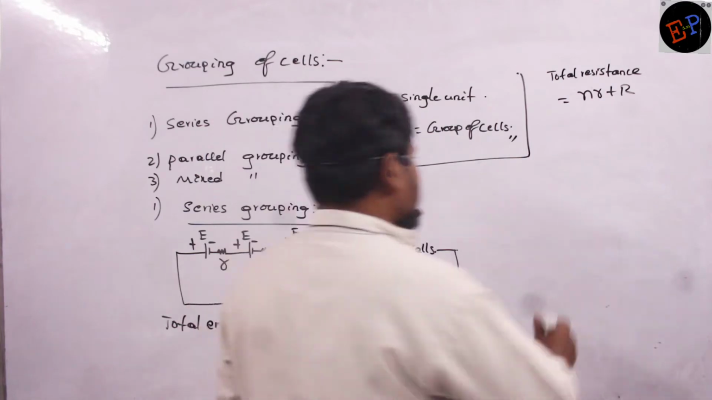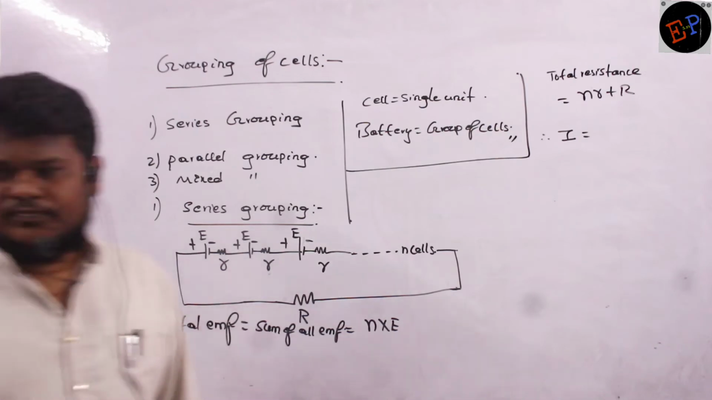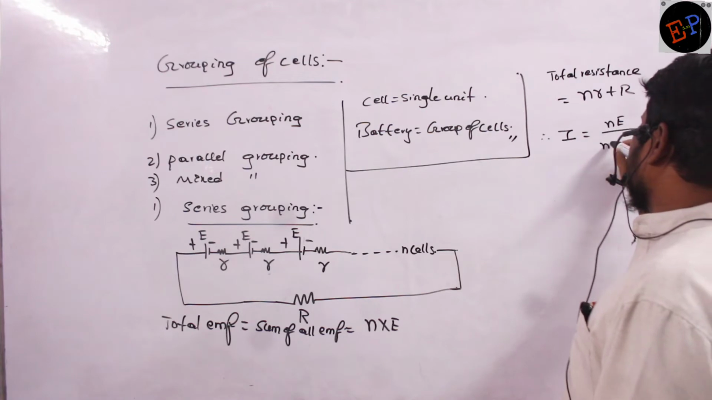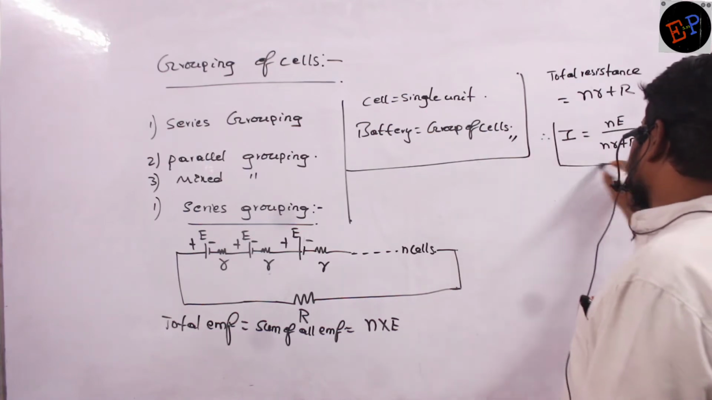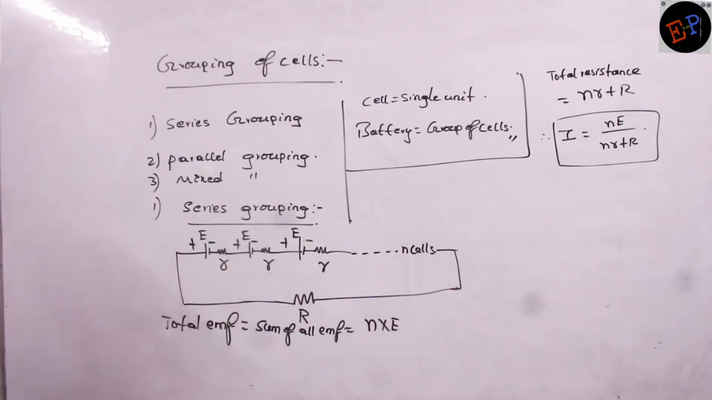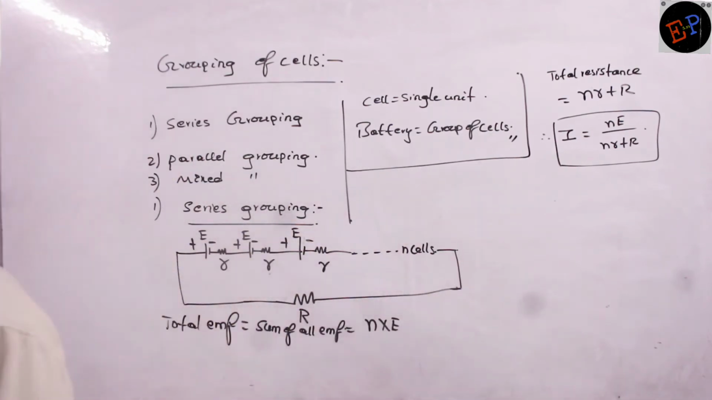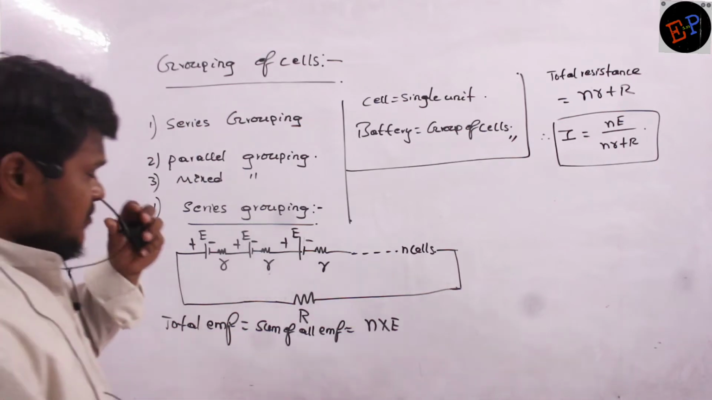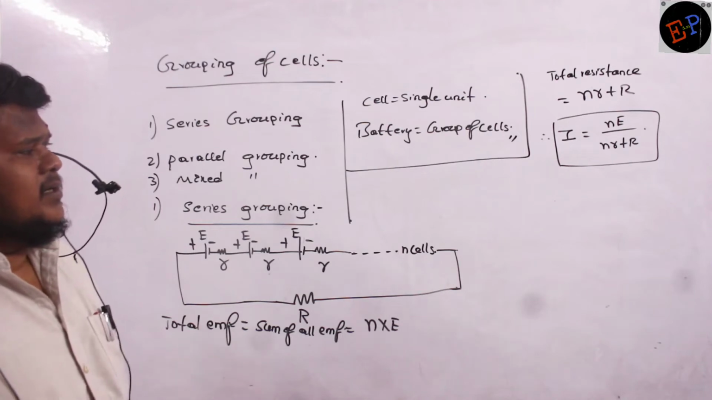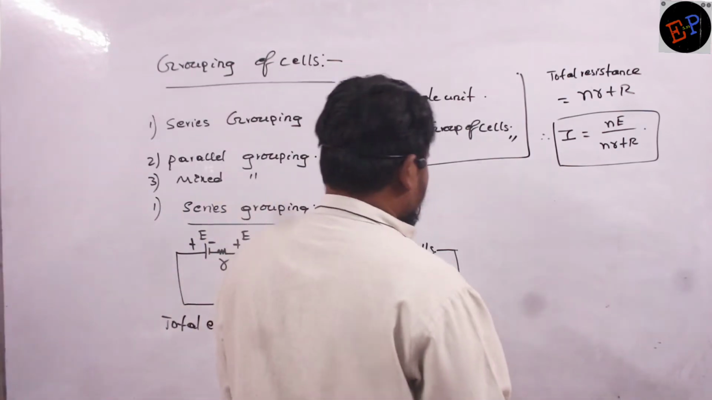So therefore, can you say what is the total current produced in the circuit? V value? N into E divided by Nr plus capital R. So this is the current produced in the circuit when cells are connected in series connection. Very carefully you have to understand these conditions, because questions can be given directly on this. So total current produced is I equals NE divided by Nr plus capital R.